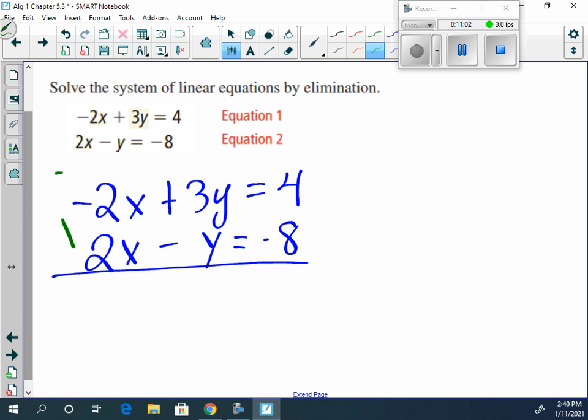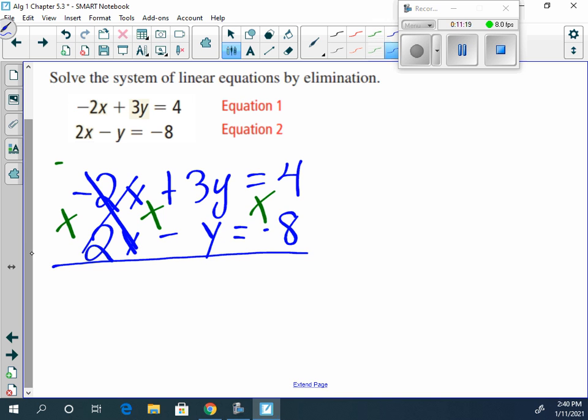So here we would add all of them. Now, negative 2x plus 2x, these will cancel out, because negative 2 plus 2 is 0. Now, 3y plus negative y, or 3y minus y, will give us 2y.